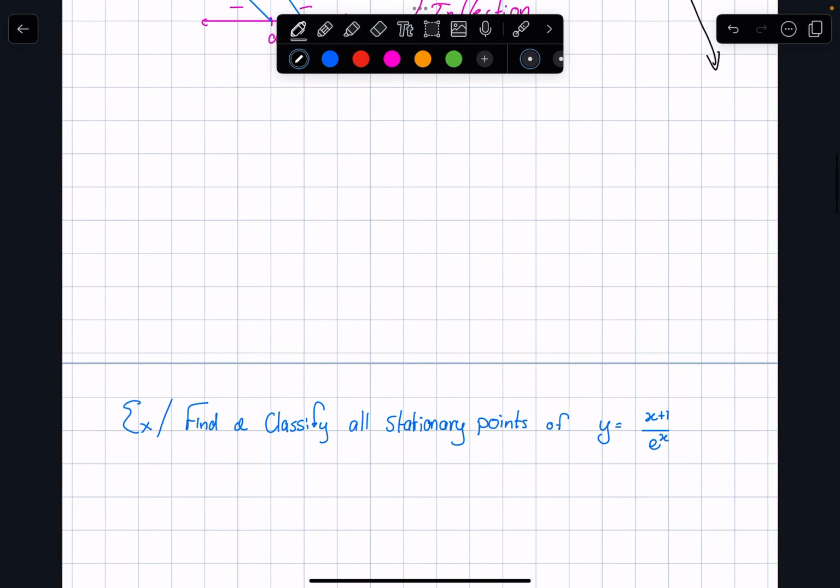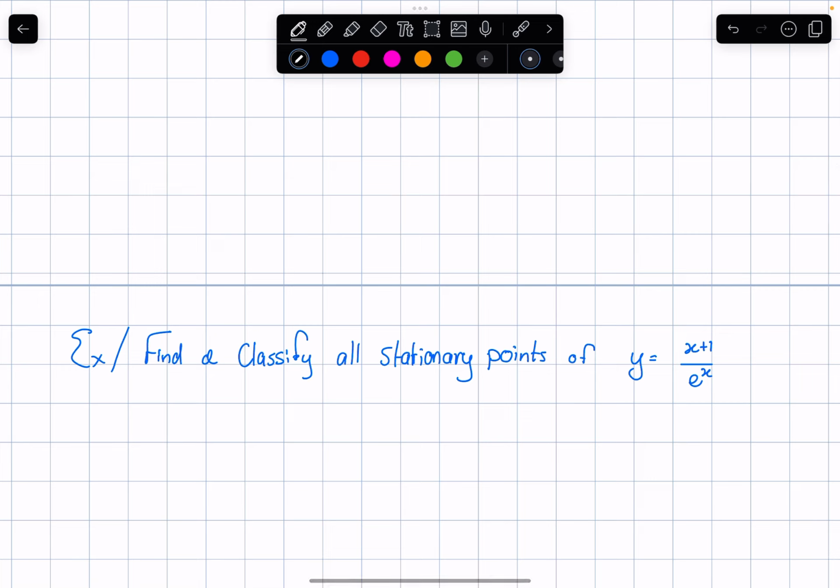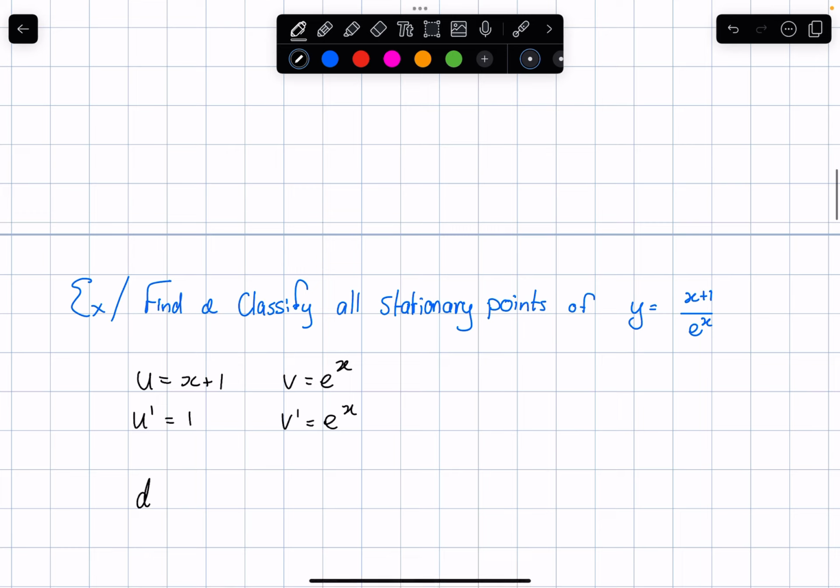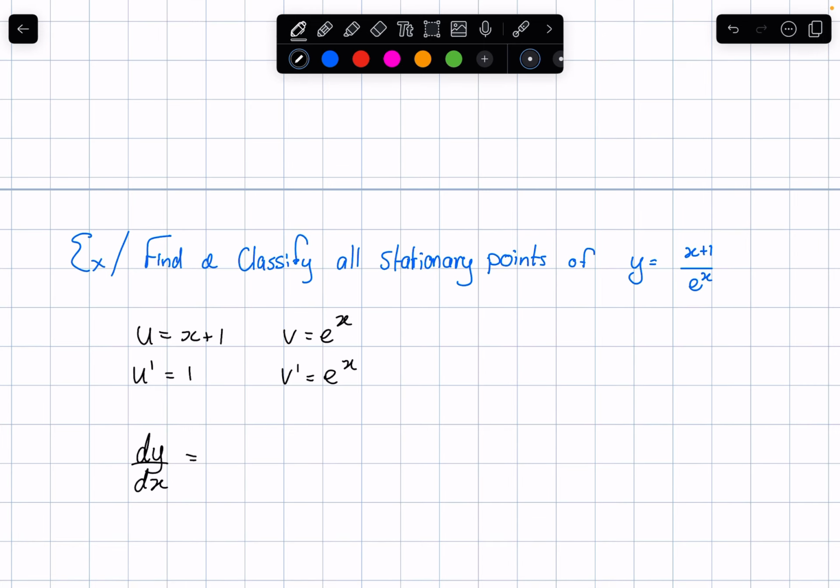So we're going to find and classify all stationary points of y equals (x plus 1) over e to the power x. Now, a bit like the last video, I do have a quotient rule that I can use to deal with this guy. So let's do that now. So I've got u equals x plus 1, u dash equals 1. Then I've got v, which equals e to the x. And we love e to the x because its derivative is just e to the x. So now I need to find my derivative. So it's essentially the same problems as we were doing last time. All right, so find the derivative, and then we're going to find when that equals 0.